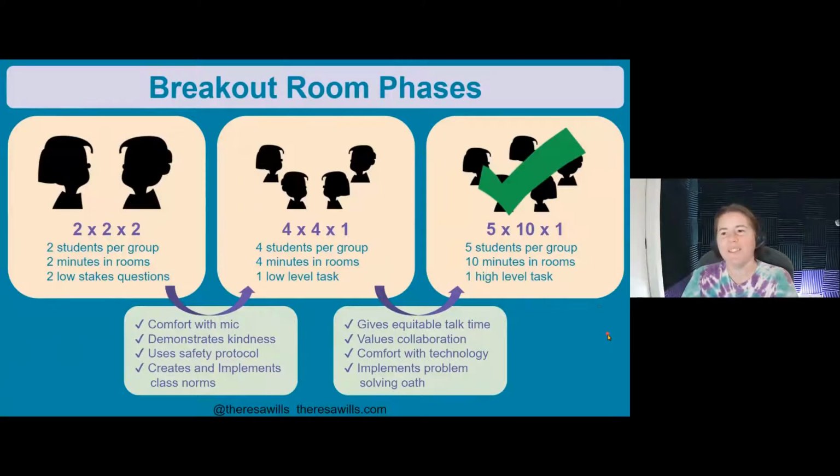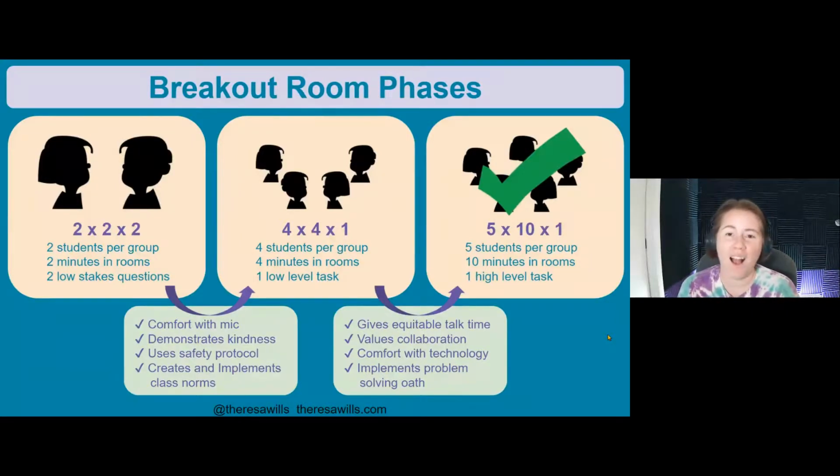So there you go, folks. Those are my 3 phases of breakout rooms. There's a lot that you're going to be teaching and doing to set these up, but it is well worth it. Wait until you are giving math tasks regularly that are bringing out the rich math that you've always wanted.